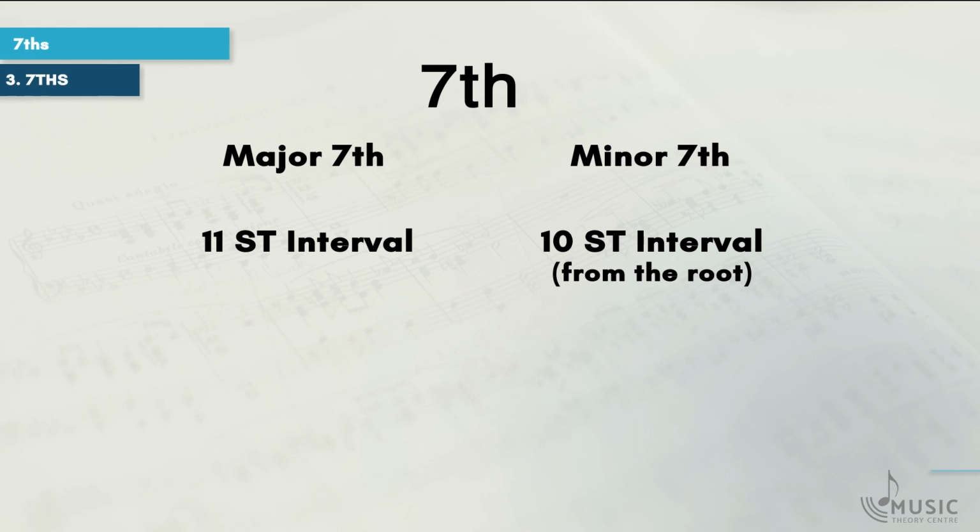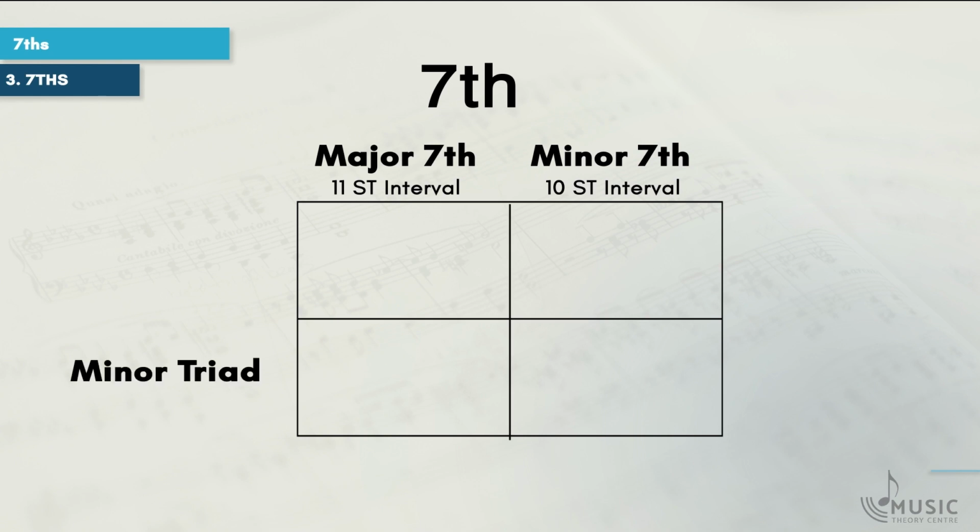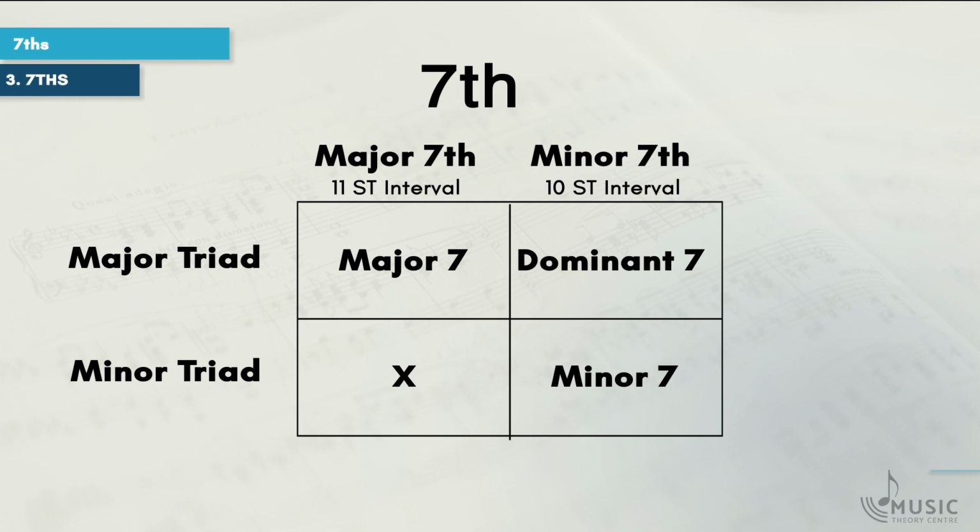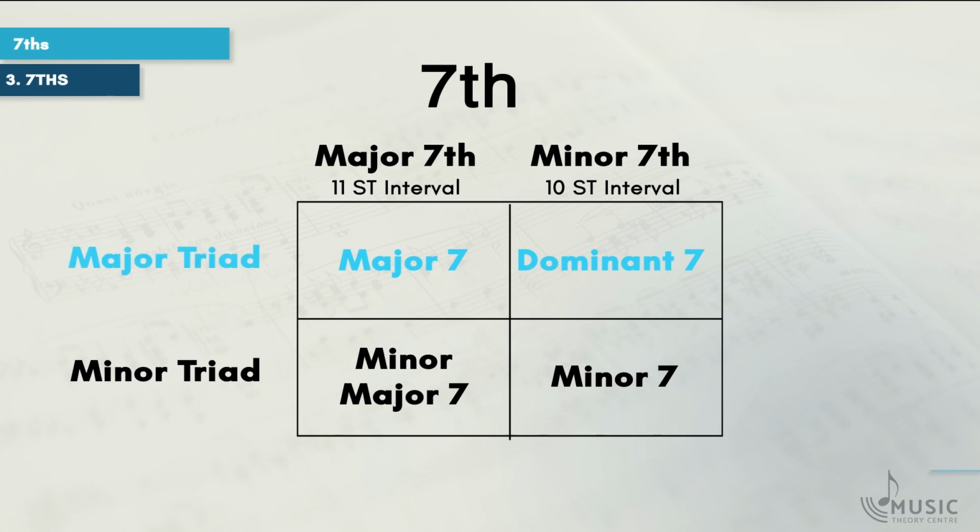This means there are 4 combinations of 7th chords which we can make. Remember, these are built on the minor or major triad. We could have a minor third with a minor 7, a major third with a major 7, a major third with a minor 7, and a minor third with a major 7. These all have different names, and are the minor 7, dominant 7, major 7, and the minor major 7. The major and dominant 7 are built onto major triads, and the minor 7 is built on a minor triad.